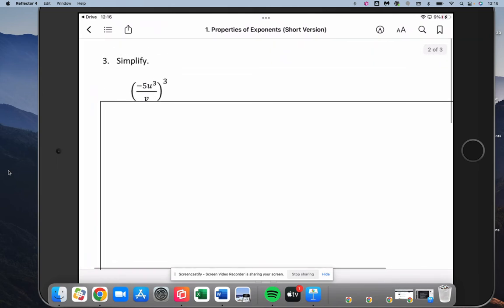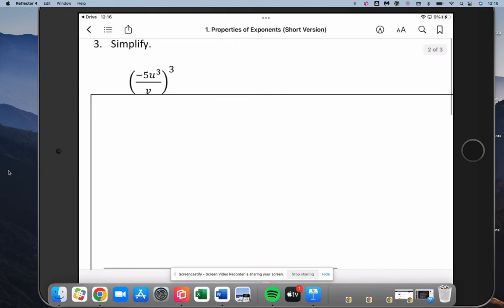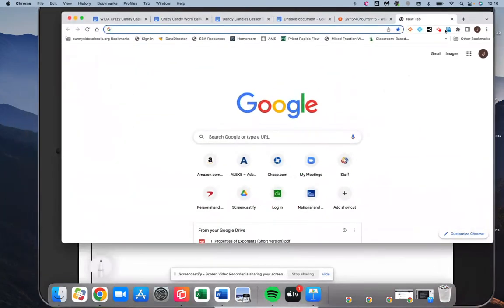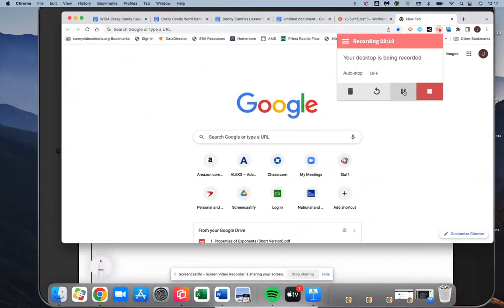Alrighty, we have next another one where we have something inside parentheses to a power. And so what we're going to have is negative 5u to the power of 3 over v to the power of 3. And I'm actually going to pause this video for a moment and think about how I want to approach this one. I'll be right back.